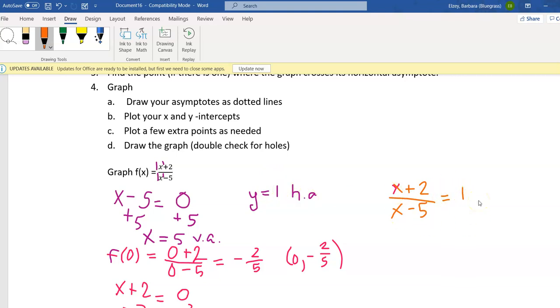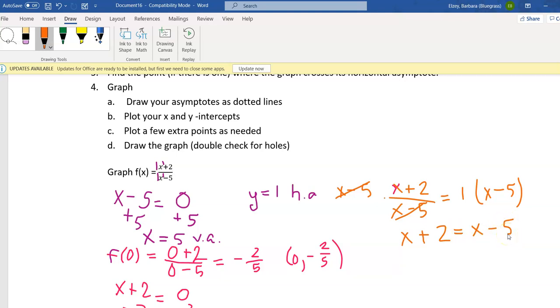Now, we want to solve this equation. And let's remember from way back on exam 1, to solve any kind of fractional equation, we multiply by the denominator. All right, so let's multiply on both sides by x minus 5. So on the left, when we multiply by x minus 5, it cancels out. And we have x plus 2 equals x minus 5.